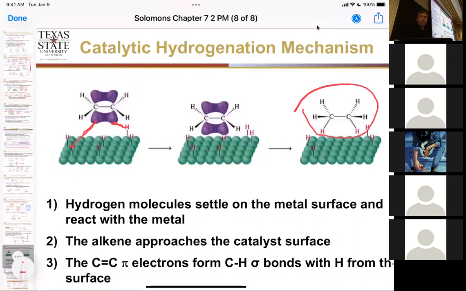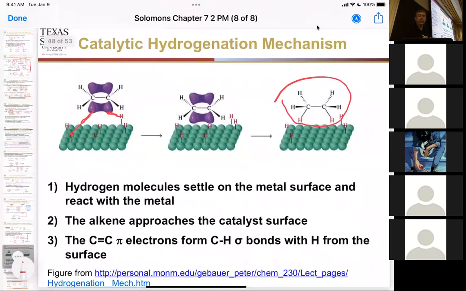So the net result is we got rid of a pi bond and made two sigma bonds. And as we know from our study of heats of hydrogenation, the hydrocarbon is more stable than the alkene. So this gives off heat. And how much heat depends on how substituted or unsubstituted the alkene is.